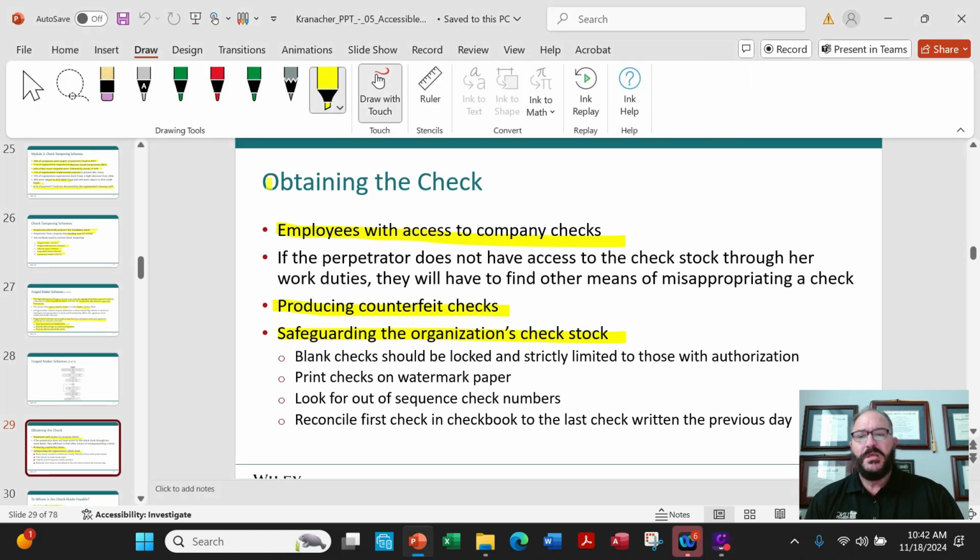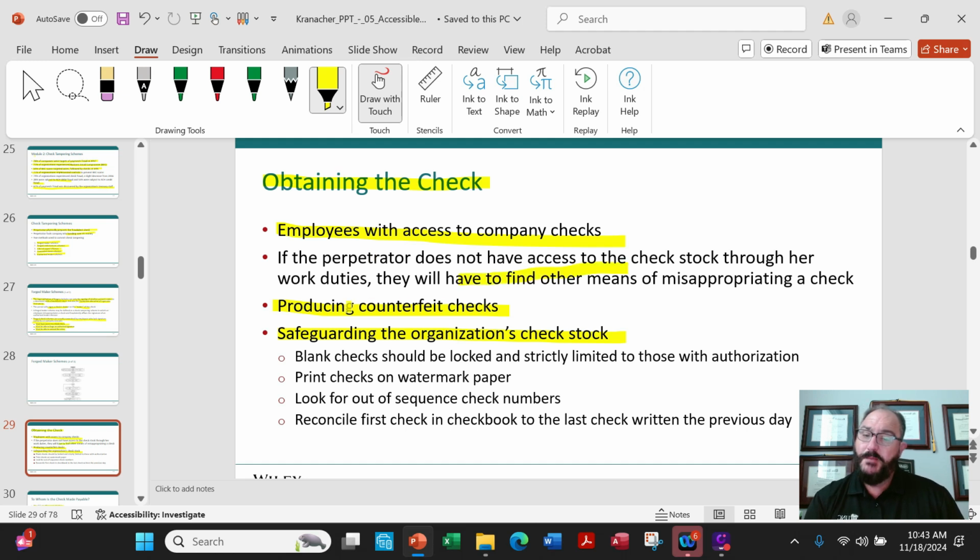So, what happens when employees try to get company checks, right? By the way, nowadays a lot happens with ACH and drafts, so it's not like it used to be, but there are still a number of companies that have those checks that come three up on a sheet. So first you have to have access to them. If they don't, they have to figure out some other way.